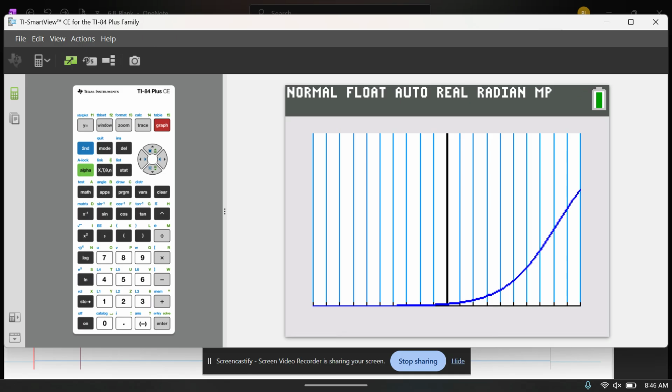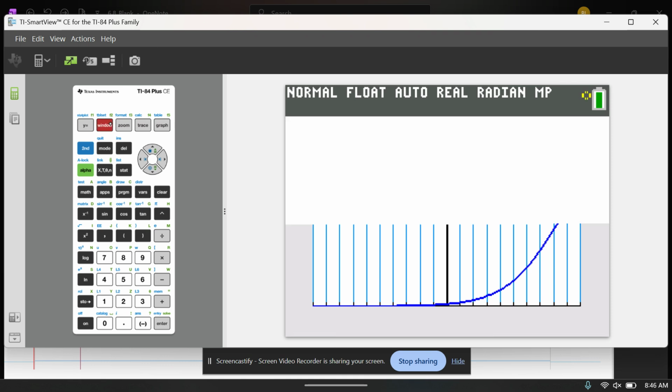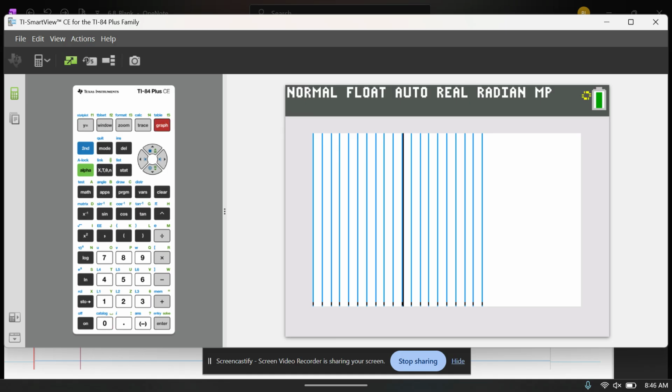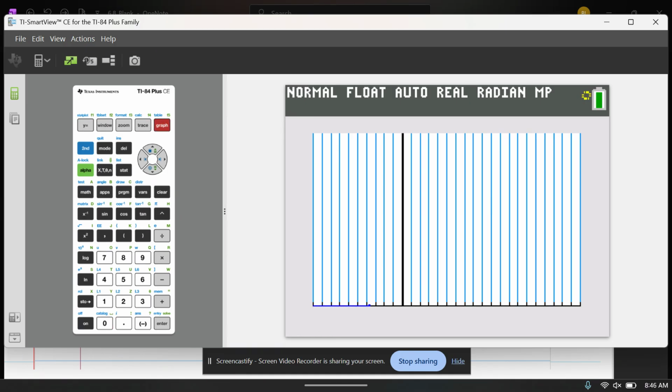And I'm going to stretch it out a little bit. I'm going to go to my window and stretch out my X maximum. I'm going to go to 20, just so you can see what a logistic model graph looks like, because this will come up when we do 6.9. So at 750, it's going to flatten back out. Right here, that's our initial amount right on the y-axis, and then it goes up, and then it's going to flatten out at 750 because that's our carrying capacity.